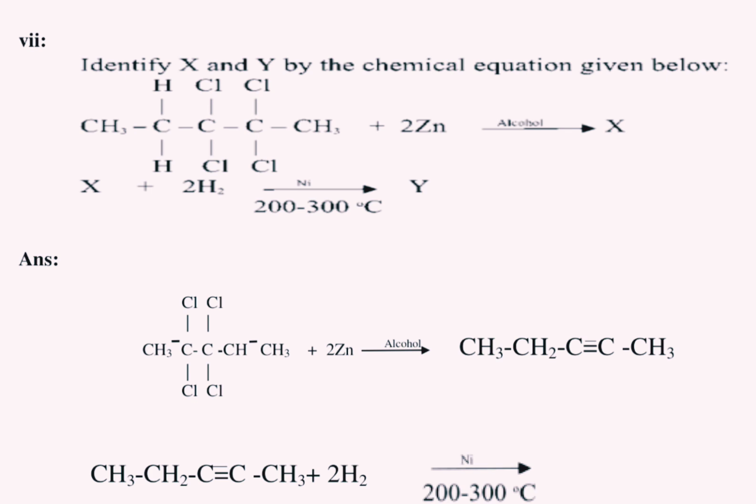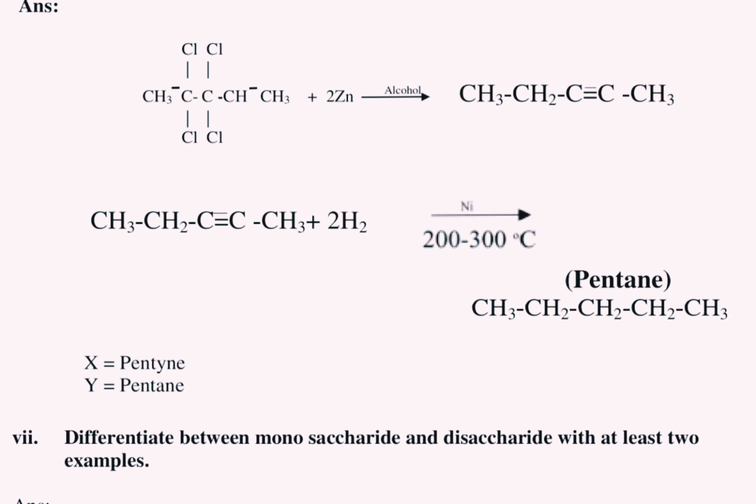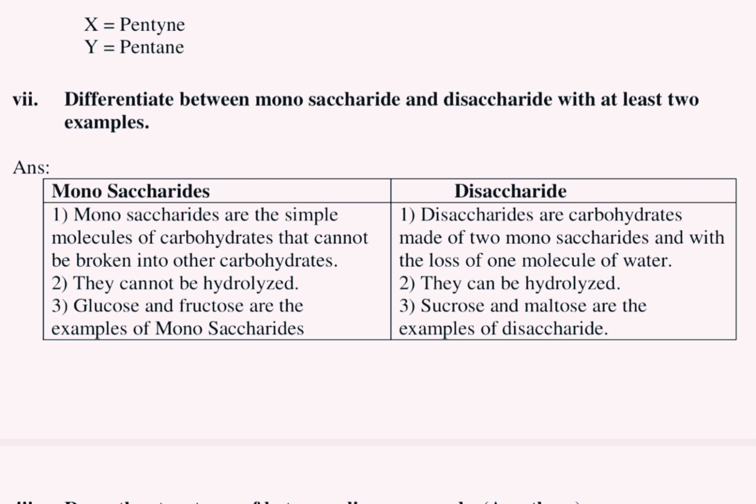And then in the next step we are adding 2 hydrogen. So at a time, 1 hydrogen across one bond and the second hydrogen across the other, so it converted directly into pentane, right? So this is how it forms. In alcoholic medium, zinc picked up all 4 chlorines. One zinc with 2 chlorines, zinc chloride will form and be released, and here the triple bond is generated. And then when you add hydrogen across one bond, one hydrogen molecule and then the next one, it converts into pentane.